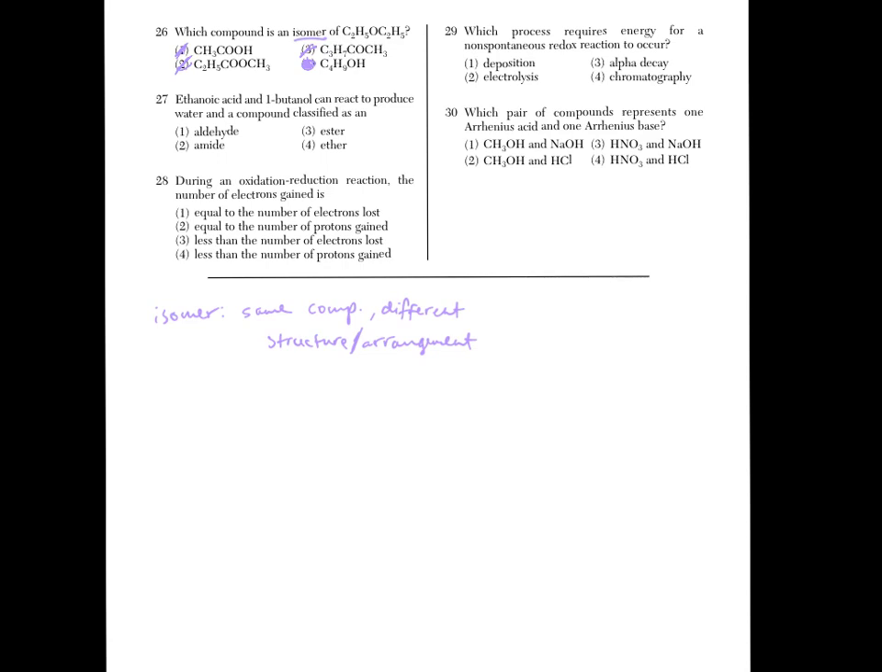Okay, 27. Ethanoic acid and 1-butanol can react to produce water and a compound classified as what? So this is a type of organic reaction you kind of need to know. Ethanoic acid is an organic acid, and butanol is an alcohol. When you combine an organic acid and an alcohol, you make water and an ester. And this process is called esterification. I can't even spell. Wow. Esterification. That's what happens when I'm writing too fast. So this makes an ester.